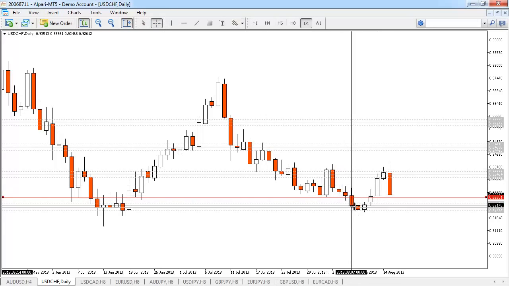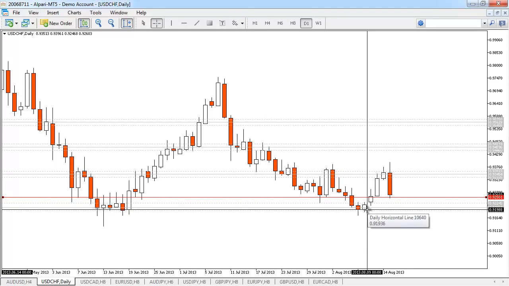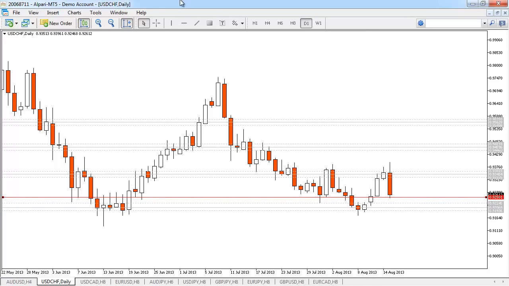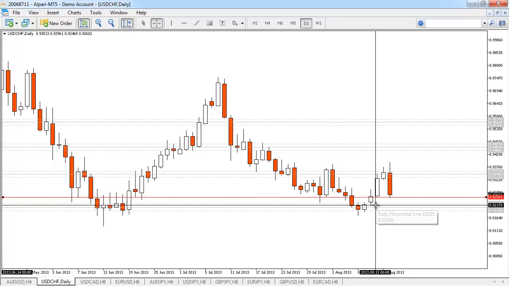So from the first indecision candle, it closes down here. It's around about 50 pips away. From the second indecision candle, which closed up here, it's around about 35 pips away.